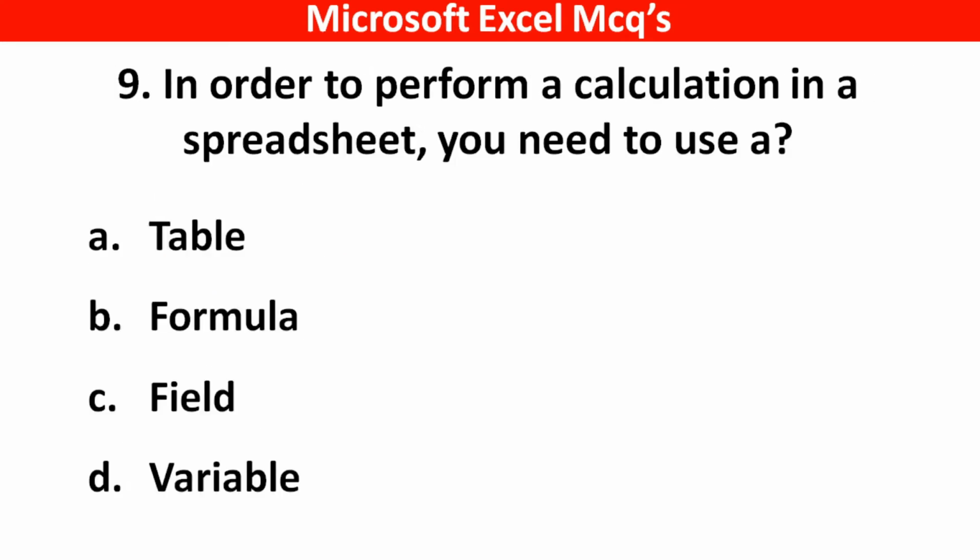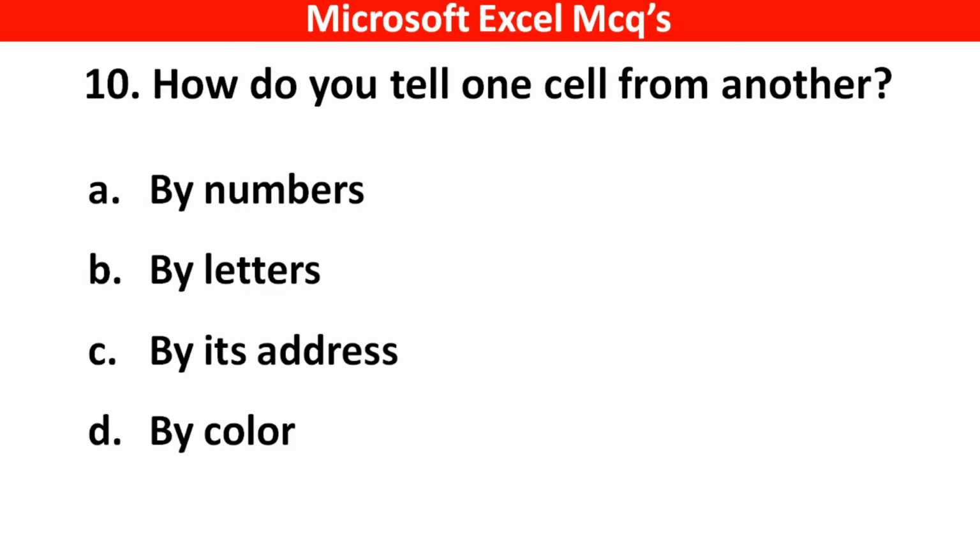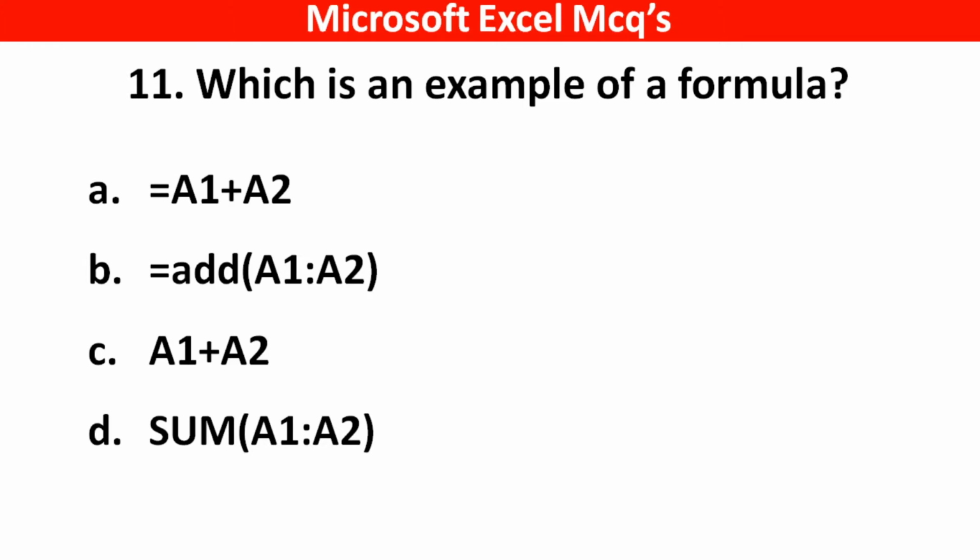Next question, in order to perform a calculation in a spreadsheet, you need to use a. Right answer is option B, formula. Next question, how do you tell one cell from another? Right answer is option C, by its address. Next question, which is an example of a formula? Right answer is option A.